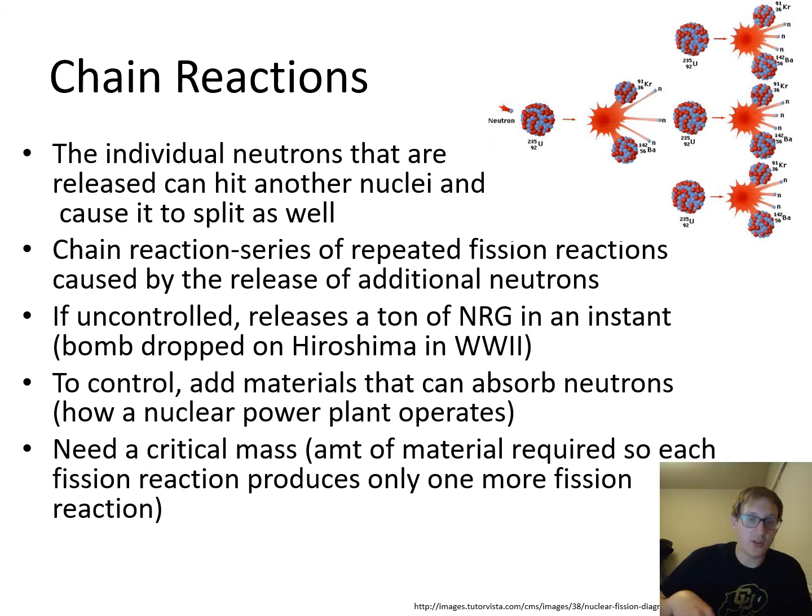We have learned how to control these things and add materials that can absorb neutrons and keep these reactions from occurring. Places like nuclear power plants do this, and basically what they do is in those tubes they put in what they call control rods to control the reactions and keep them from spreading uncontrollably. You need a critical mass, the amount of material required so that a fission reaction produces only one more fission reaction. Meaning that at some point you want the fission to stop. A critical mass is where you want it to go to a certain place and then stop being able to keep fissioning.